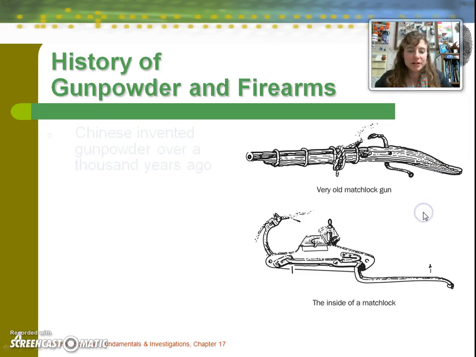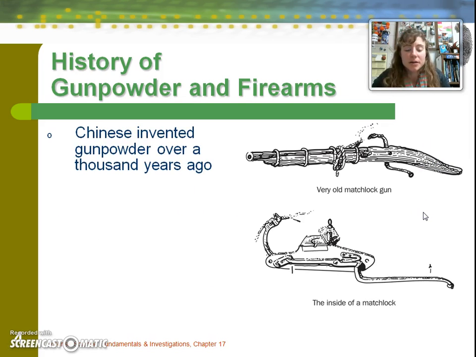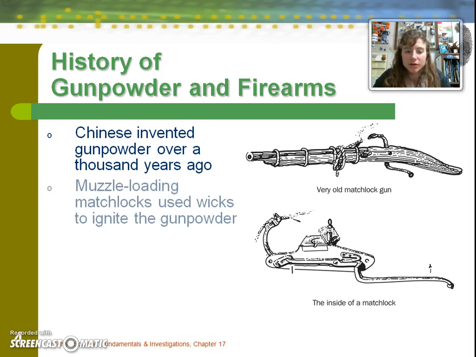So a little bit of history here for you. Gunpowder was invented over 1,000 years ago by the Chinese, and here are some very early guns. They actually had wicks to ignite the gunpowder.